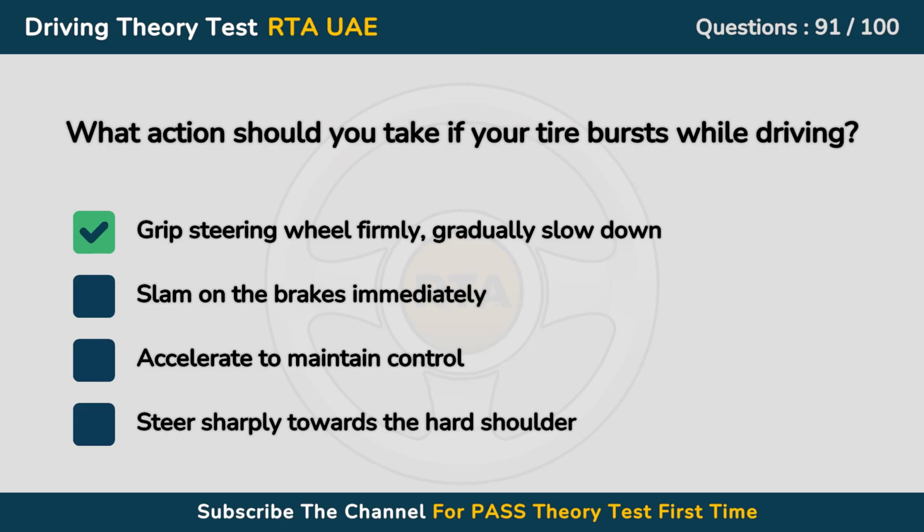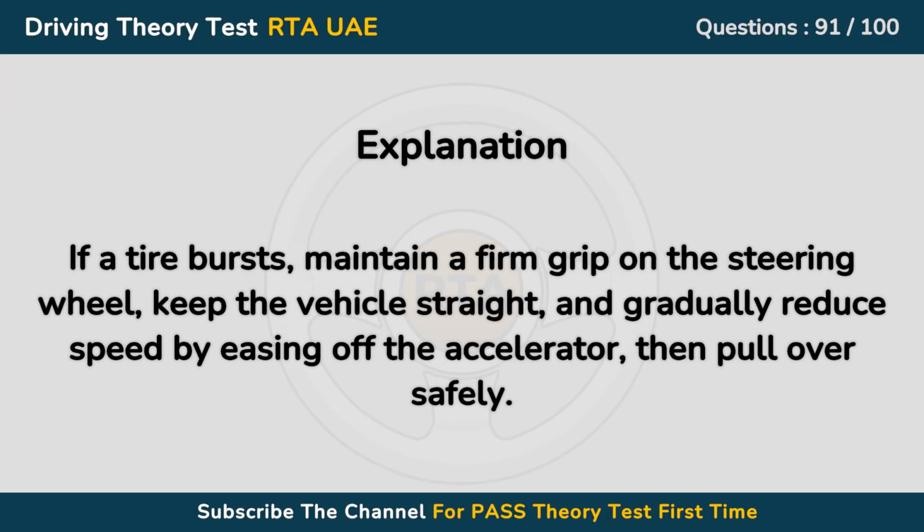Answer is A. Grip steering wheel firmly, gradually slow down. If a tire bursts, maintain a firm grip on the steering wheel, keep the vehicle straight, and gradually reduce speed by easing off the accelerator, then pull over safely.